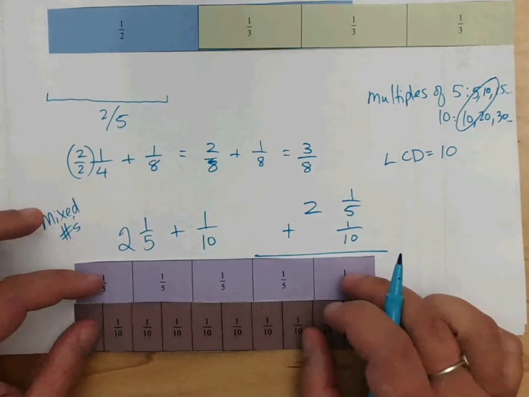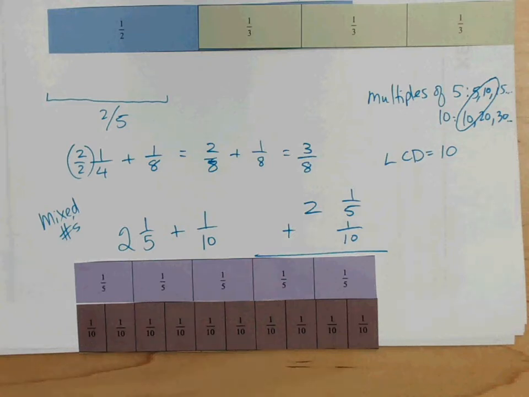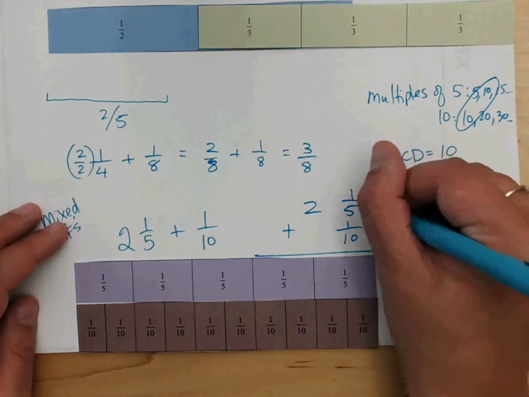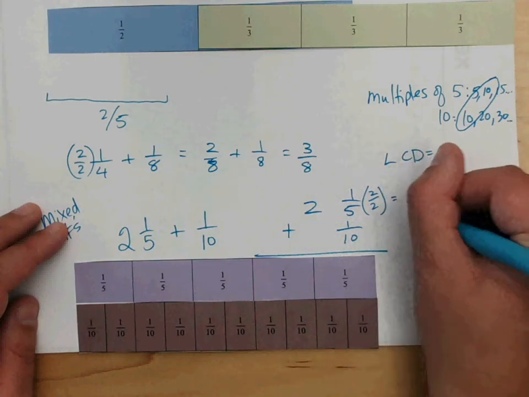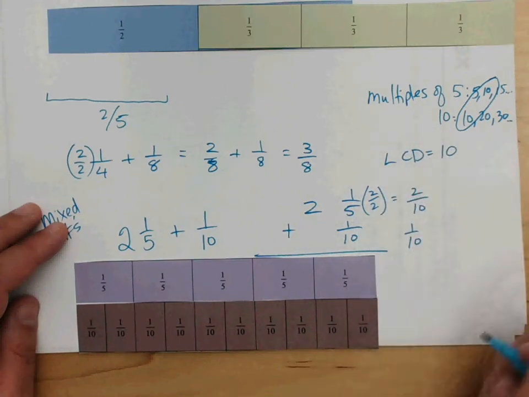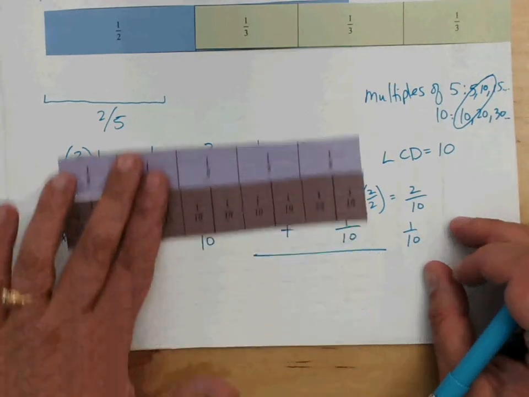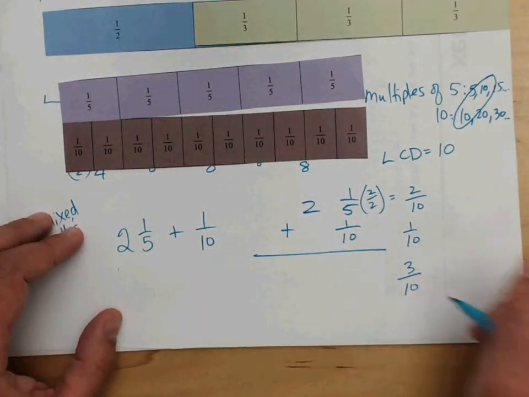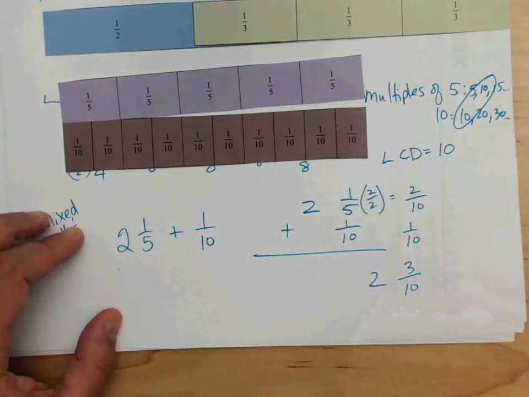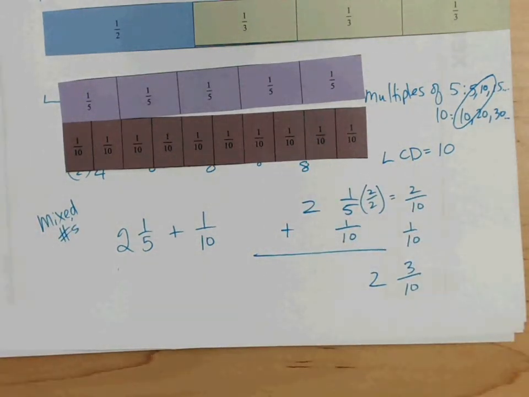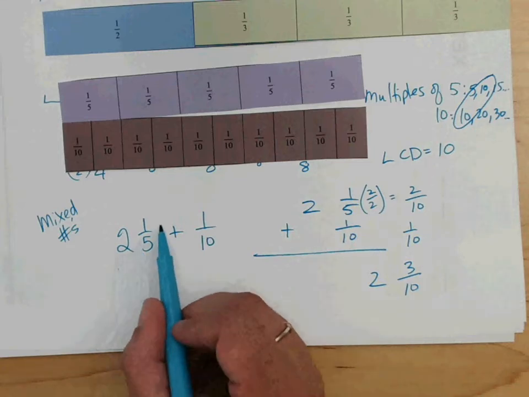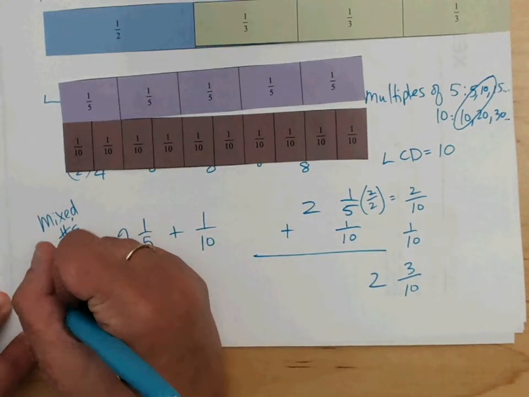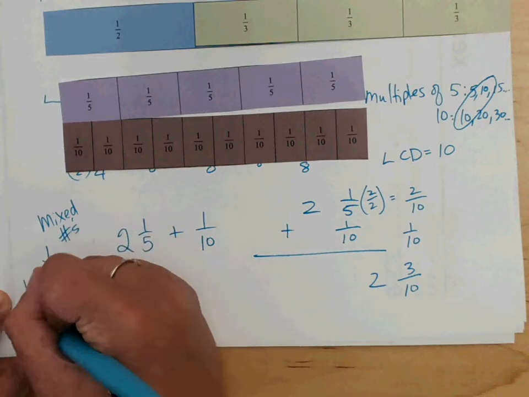So how many tenths are equal to 1/5? 2. And that's because we multiply by 2 over 2, right? 2 tenths plus 1 tenth would be how many tenths? 3 tenths. And then how many wholes would you have? 2. I could also do it as an improper fraction. How do I make a mixed number into an improper fraction?